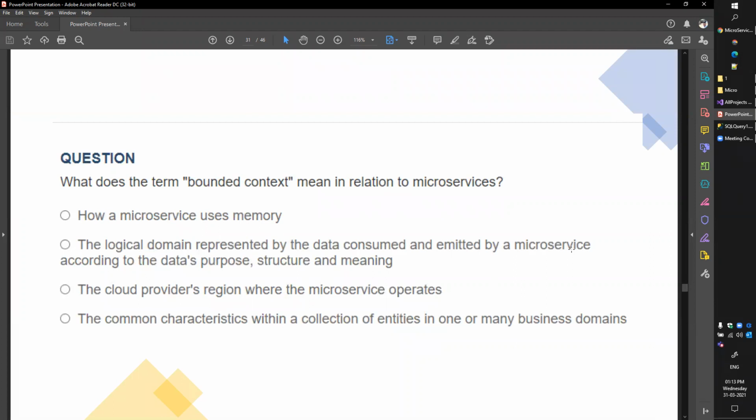Okay. We talked about bounded context. There's a question related to it. Do you guys see this? Hello. Yes. So, will anyone answer?